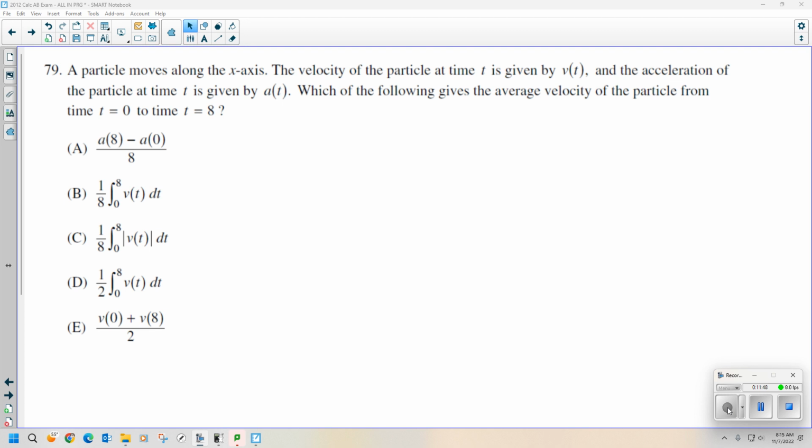79. A particle moves along the x-axis. The velocity of the particle at time t is given by v of t. And I start switching words around. It gets crazy. And the acceleration of the particle at time t is given by a of t. All right? Which of the following gives the average velocity of the particle from time t equals 0 to time t equals 8?